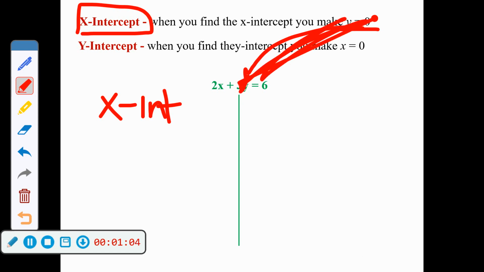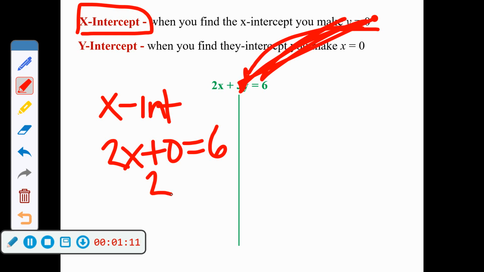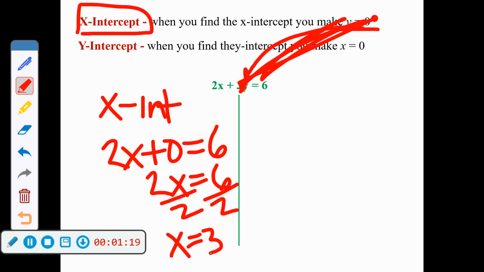Again, when y is 0, 3 times 0 is 0. So down here I have 2x plus 0 equals 6. Well, moving 0 to the opposite side does not impact the value of 6. Sure, you could subtract 0 from 6, it doesn't change it at all. Dividing by 2, and we get x equals 3. That means the x-intercept is 3, and we can write that as (3, 0).